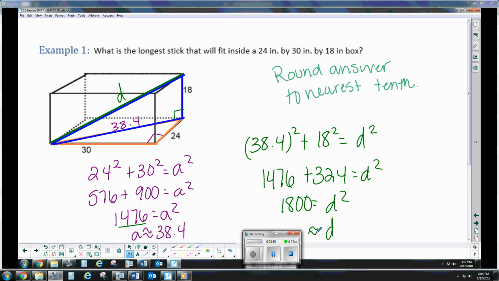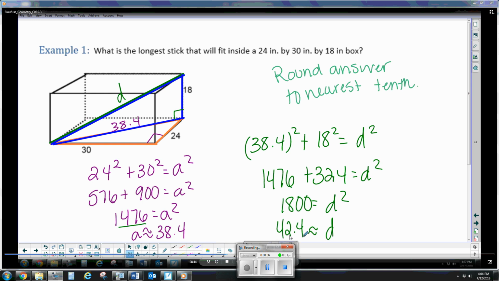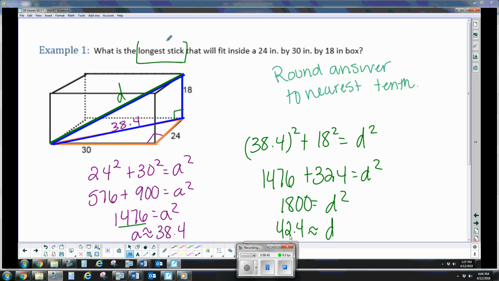So in order to find d, we need to take the square root of both sides. So d is approximately 42.4 inches. So that's how long the longest stick can be in order to fit inside this box.